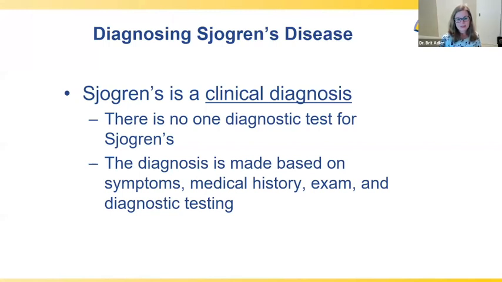What this means is that there is no one diagnostic test that you can get done that tells you whether or not you have Sjögren's. So ideally, the diagnosis should be made by a doctor, preferably a rheumatologist, who is incorporating all of your symptoms, your medical history, your exam, and your diagnostic testing to arrive at a diagnosis.